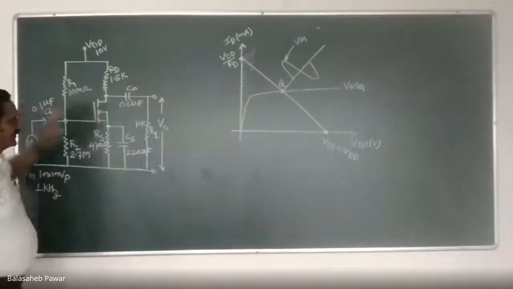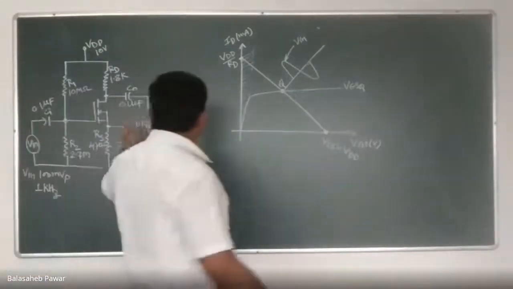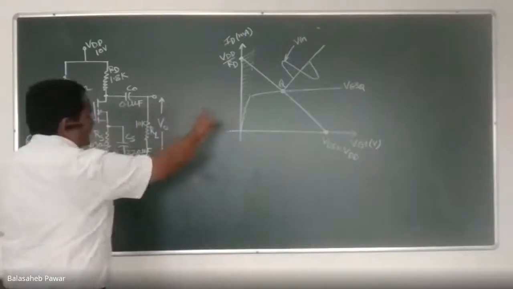This RL you can take it as 10K also. No issue about this RL. You can keep it open also. No need to connect that RL. Then also you can observe the signal, right?